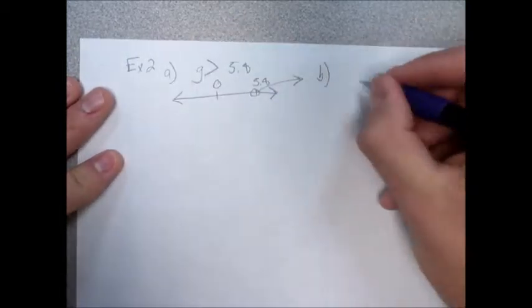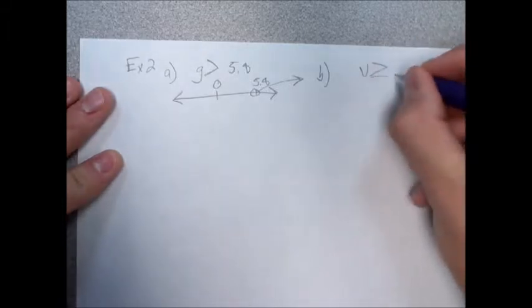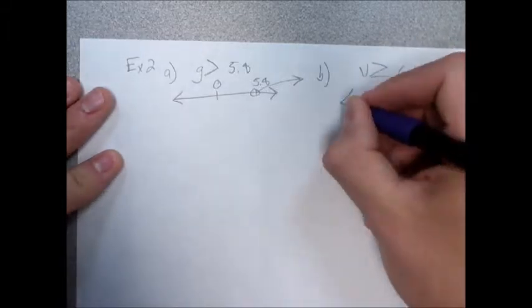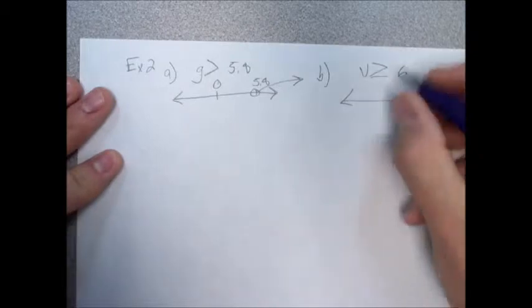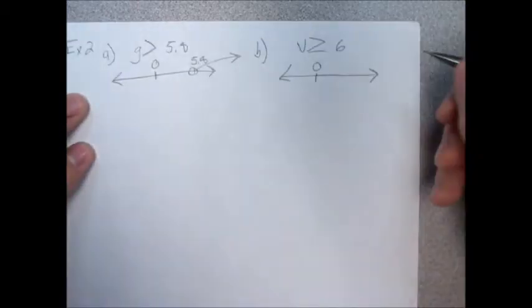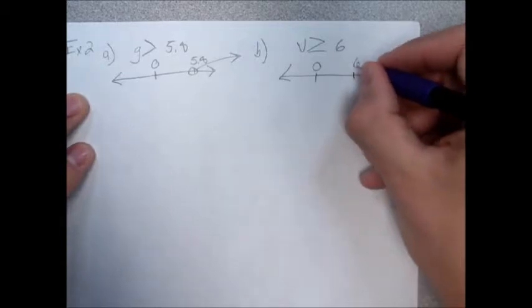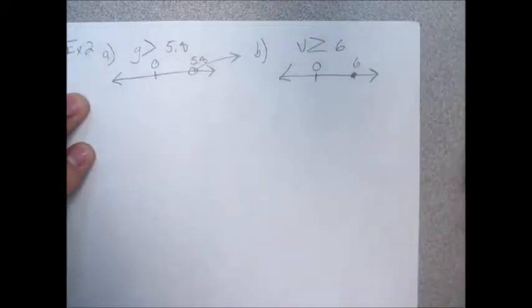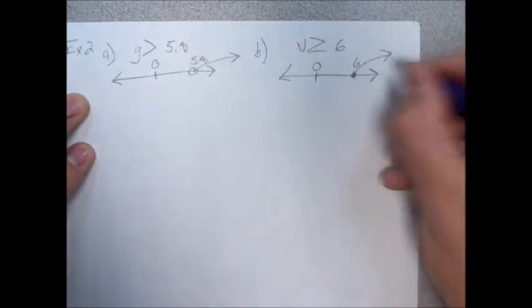B gives us V is greater than or equal to 6. So I already want to ask, is it inclusive or exclusive? It's inclusive. It includes the 6. So I'm going to put 6 on my number line, closed dot. Since it is greater than, it goes to the right.